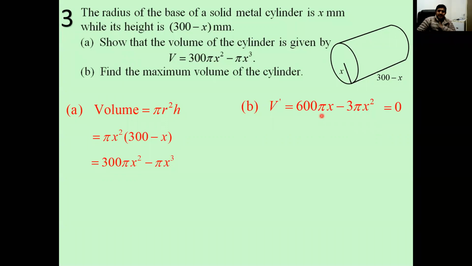We want to divide the expression and simplify it by 3 and then by pi, which gives us 200x minus x squared. Remember, 600 divided by 3 is 200. Divided by pi, it's going to cancel off. 3 divided by 3 is 1, and pi divided by pi. So I divided by 3 pi. Next, we want to solve for x, and to do that, we're going to factorize. I'll give you a hint: common factor.